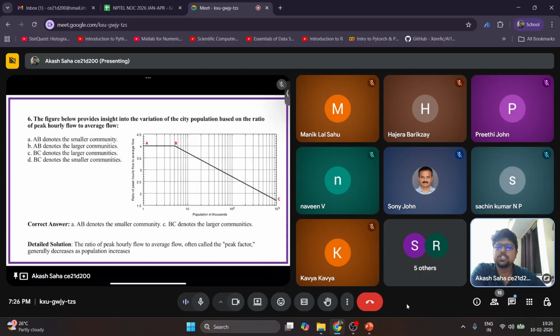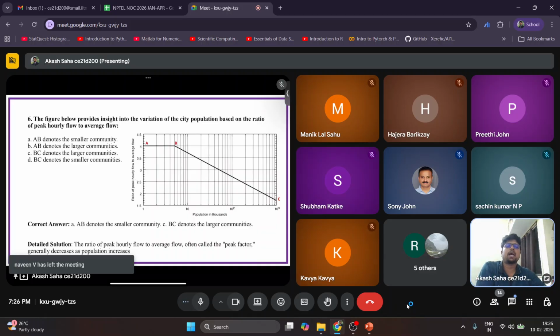The ratio of hourly flow to average flow is what we call the peak factor. Peak factor is generally lower for a high population area and higher for a low population area, because the fluctuations are less. Is there any doubt about why it is higher and lower? Then I can explain in a graphical manner. Is it clear? I think it makes sense, right? If you have any doubt, you can stop me and I can explain it in a better way. Or else I will move to the next problem. Okay, I hope this is fine.